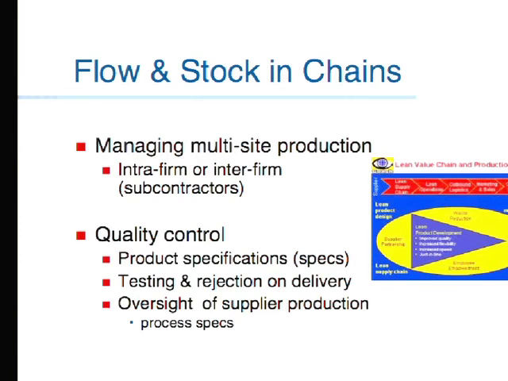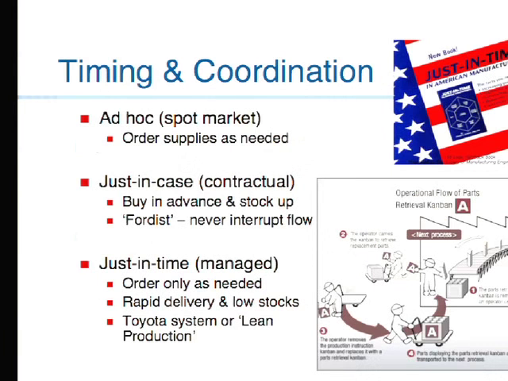Okay, what about quality? That brings us, with the Cisco example, to this inter-factory kind of control: how you manage multi-site production, whether it's within a firm or between firms. Classically you did it in part through product specifications. You can do it through testing and rejection on delivery. Or what the Japanese started doing was much more oversight of their subcontractors, sending their engineers into the subcontractors' factories to oversee the processing, to make sure that the axles or the bearings or the drive shaft or whatever it was were being made to the highest standards that they demand. So that I call process specs.